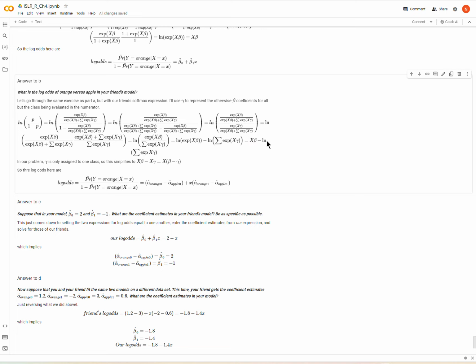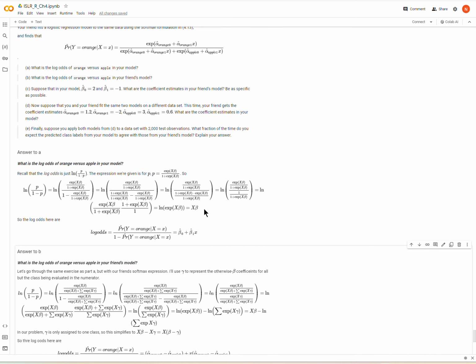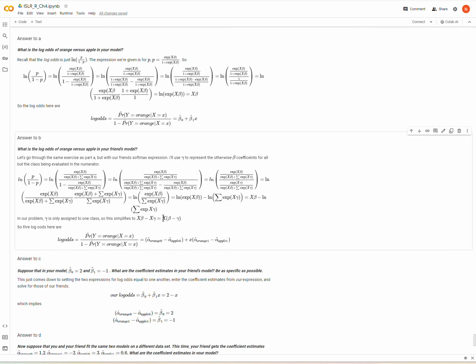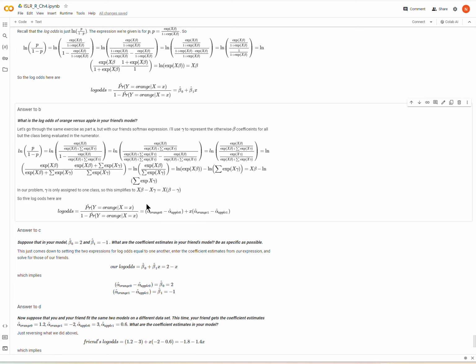Once again, it kind of cut off, and I should have done a better job formatting it, but here you go. So the log odds ends up being x beta minus the natural log of the sum of the e to the x gammas. Now in our problem, we only have two classes, right? We only have orange and apple. So that means that this sum right here actually only contains one other term, one other class. So we can simplify all of this by saying x beta minus x gamma, or we can just go all the way to here, pull out the x. Again, this is a generic form of everything.